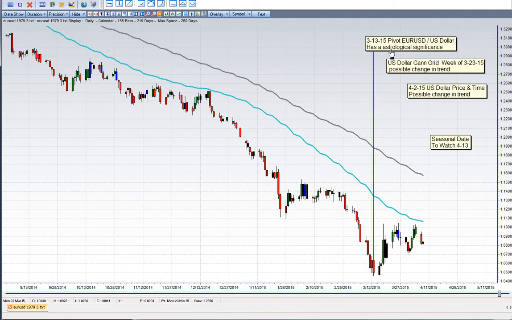So what I did was I looked into the astrological significance of this, because the price and time that I was looking for was related more to the dollar, which was 4-2 for the second. The dollar was coming to a price and time cluster on that day, and that's why I was thinking maybe the possible change in trend was going to come there.